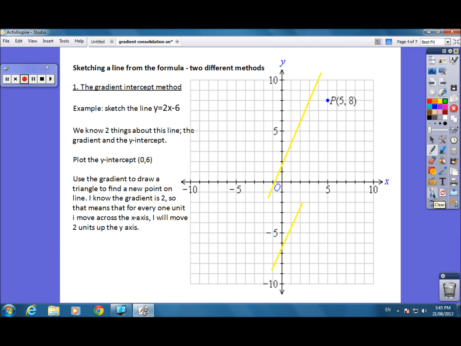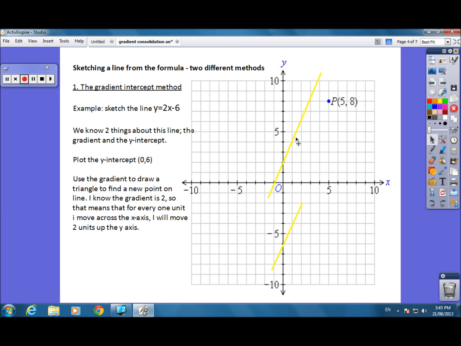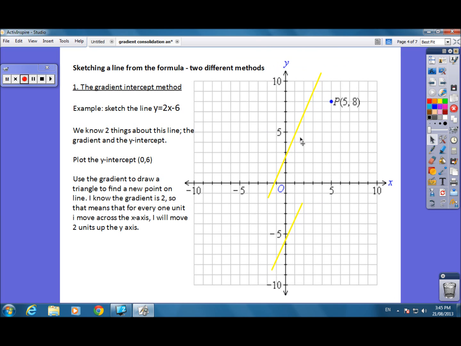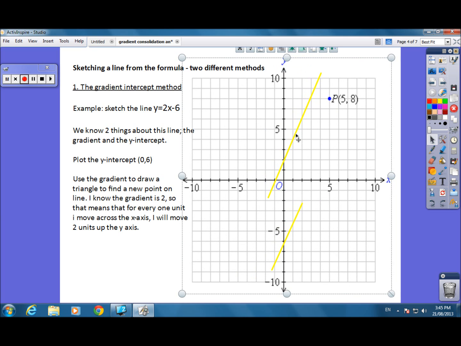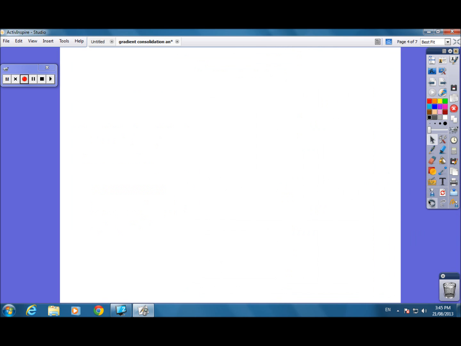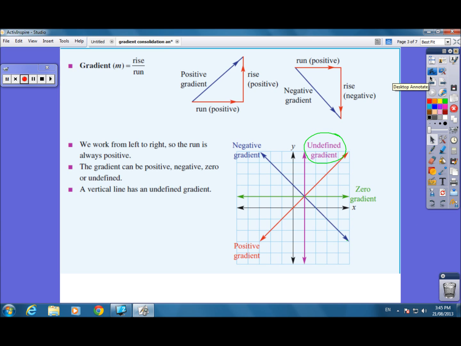I'll just pull those off. Sorry. Clear objects. Oh, no, I don't want to do that. How about I'll just stop the tape for a minute.